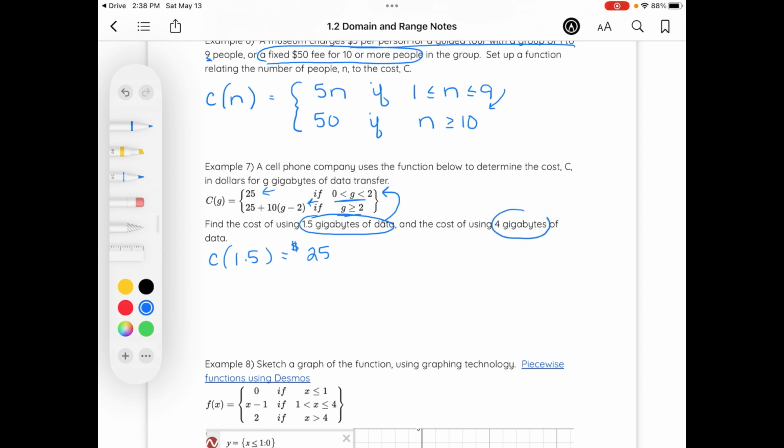However, if I have 4 gigabytes, I need to use my second equation, which is 25 plus 10 times 4 minus 2, 25 plus 10 times 2, or $45.